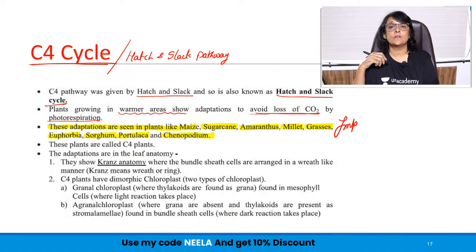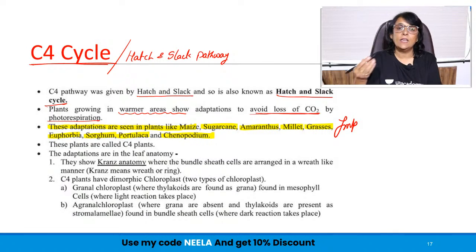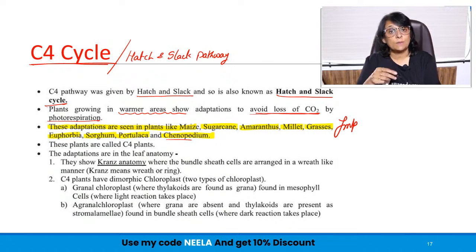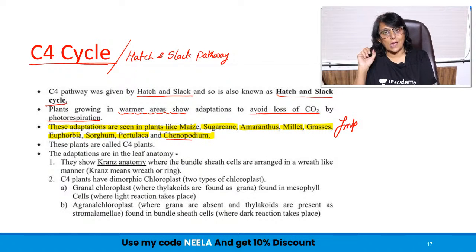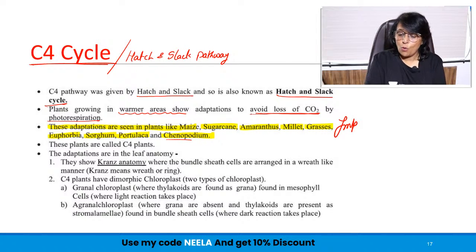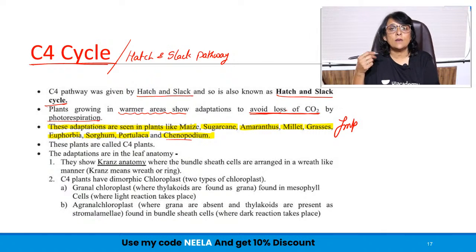there are questions asked, like they can give you options with three plants in every option and might ask you which option has all C4 plants. So you need to remember that maize, sugarcane, sorghum, chenopodium, millets, grasses, these are the plants which have adaptations to show C4 cycle. And what will be the advantage of C4 cycle? That they will avoid the loss of carbon dioxide by photorespiration. How that happens, that we will see.